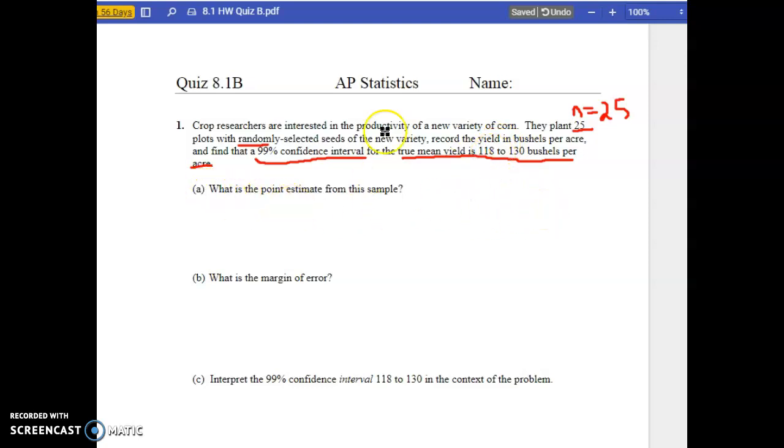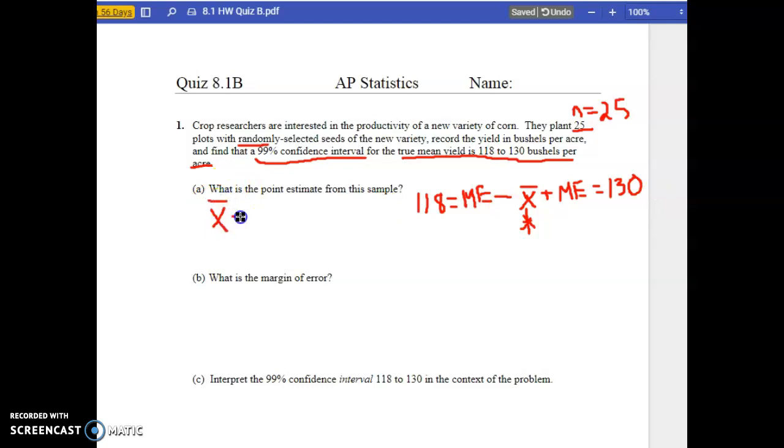Well, when I create these intervals, and this one happens to be for a mean, in this problem they sampled these 25 and randomly selected seeds, and they calculated some value for x bar, and they added a margin of error, and that gave them 130 on the high end. And this is backwards math, but just think going the other way, they did x bar minus this margin of error, and that's where they got 118. So that point estimate is this value right in the middle. So how do you find that value in the middle? Well, what value is halfway between 118 and 130?